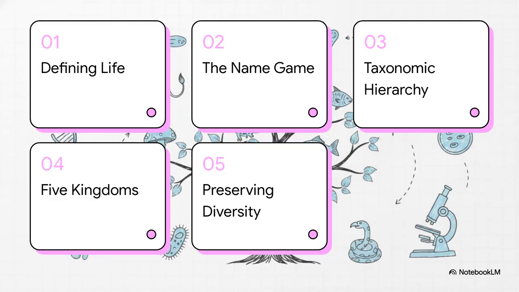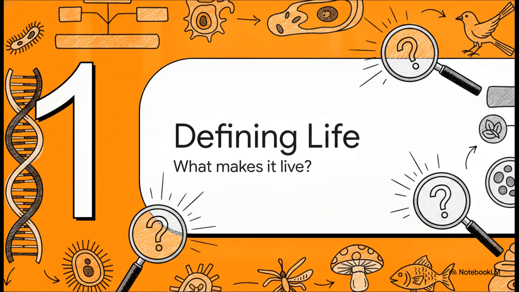We're going to start by defining life, move right into the name game, explore the taxonomic hierarchy, break down the 5 kingdoms, and finally look at how we go about preserving all this biological diversity. All right, part 1, what actually defines the living? Let's tackle this fundamental question right off the bat.